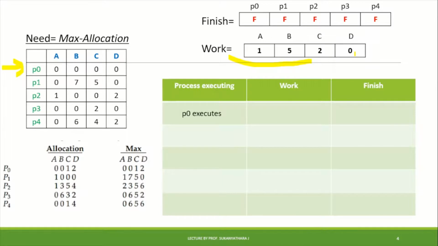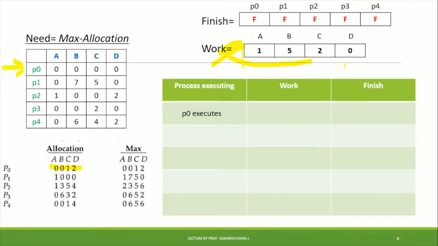When P0 executes, what happens? The allocation of P0 gets released. So what is the allocation of P0? You look here. This is the allocation of P0. These were the resources currently held by P0. They will be released and P0 terminates and leaves. So these resources will go to work, to the free resources. So we have to add 0, 0, 1, 2 with 1520.